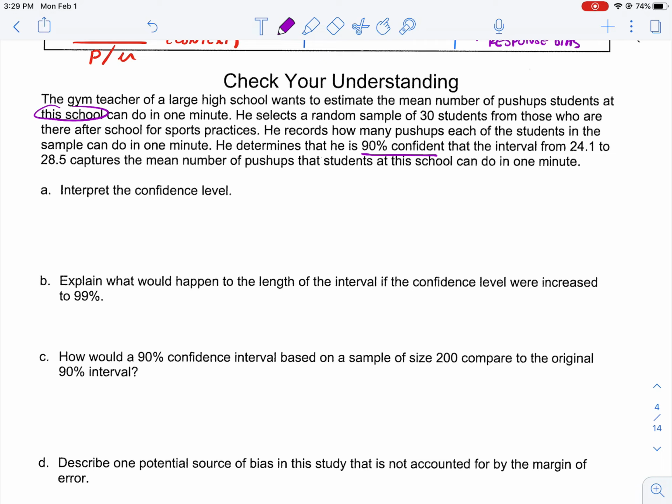So let's interpret our confidence level here. Well, if he's 90% confident, and by the way, a good way to check understanding would be to pause here and come back after I've done it. So you pause here and you try it, and then you can come back and see my commentary on it. But if not, then I'm just going to keep rolling through.